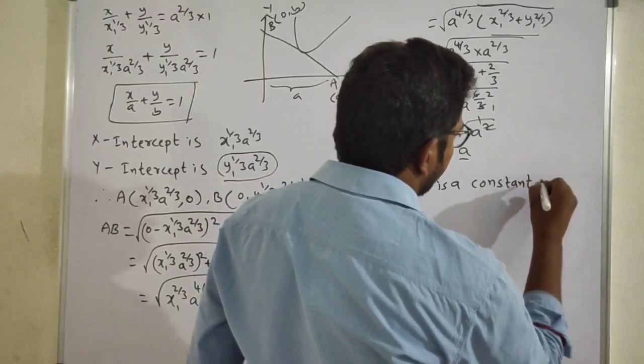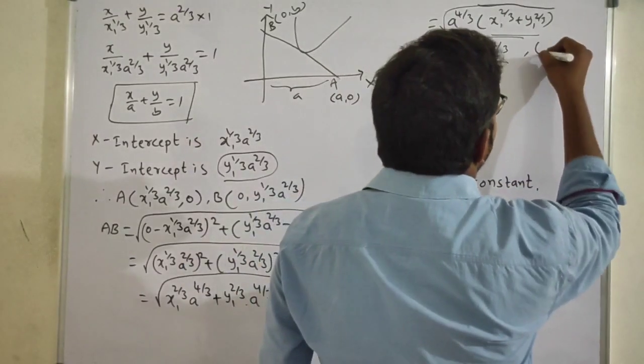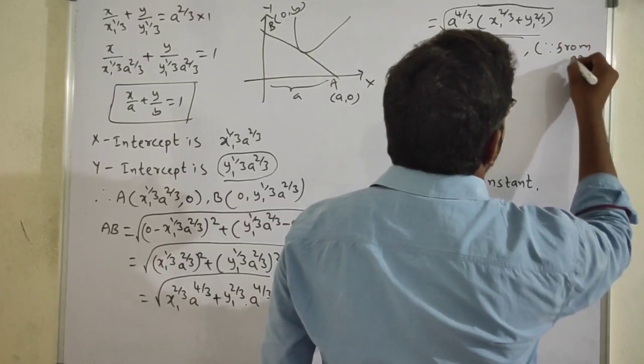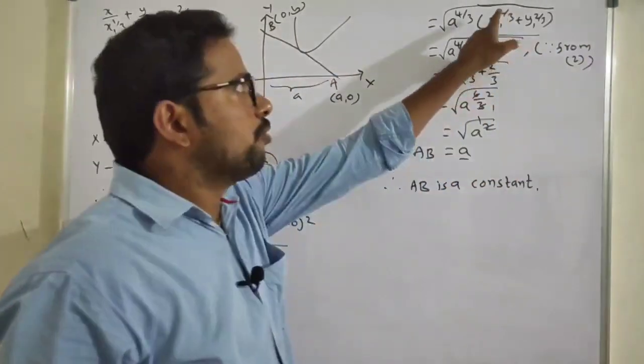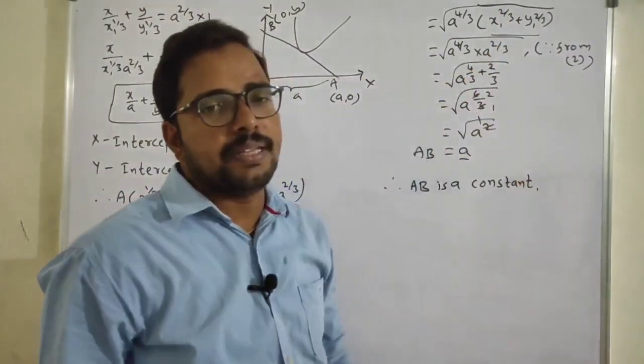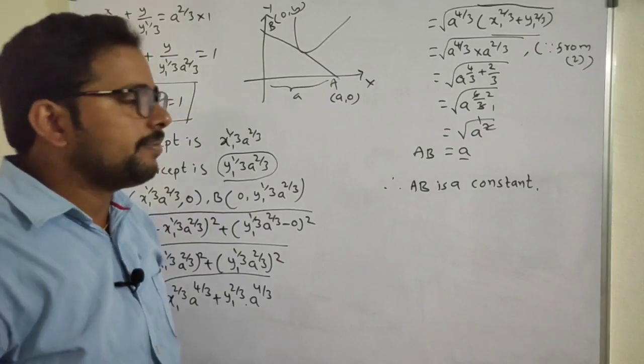AB is a constant. So here we are using, from the second equation, what is the value? x1 power 2 by 3 plus y1 power 2 by 3 is equal to a power 2 by 3. This is a very important long question.